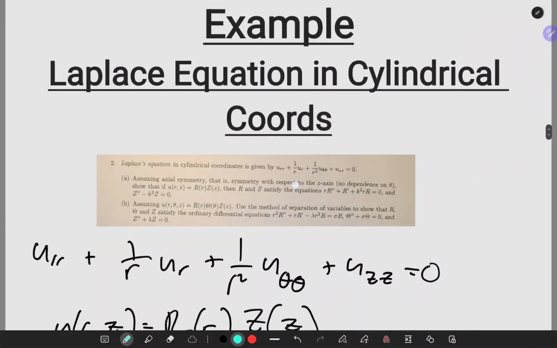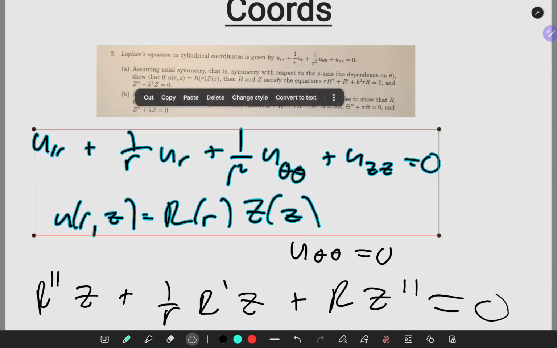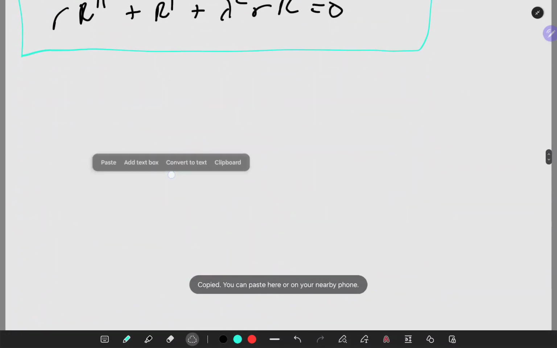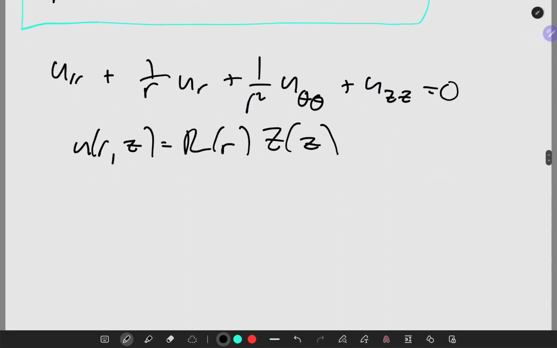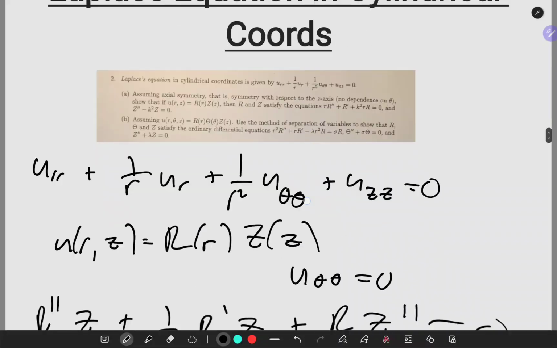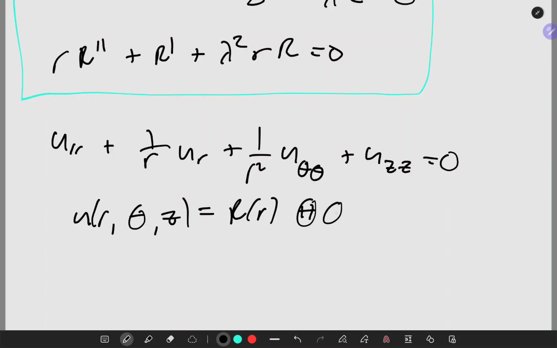So that's the answer to this one. Now we're going to do part B, with theta involved now. So we're going to have three variables to worry about, which is a new occurrence, right? So we're going to have u of r, theta, z, where we have big R, little r, big Theta, little theta, big Z, little z.